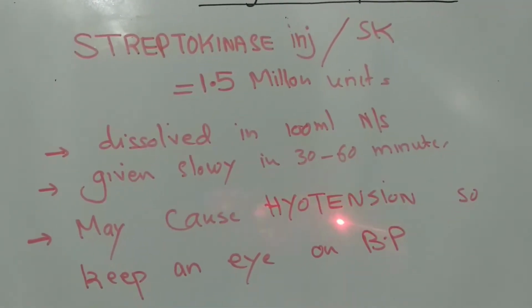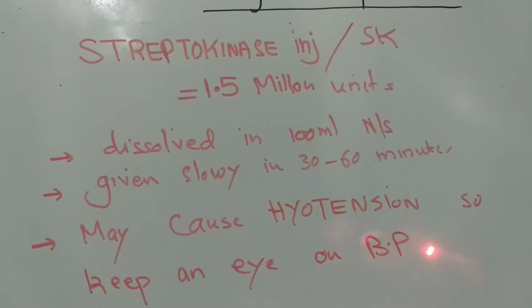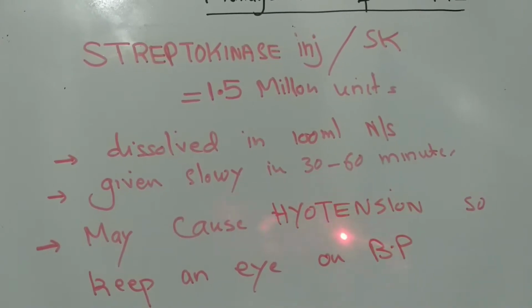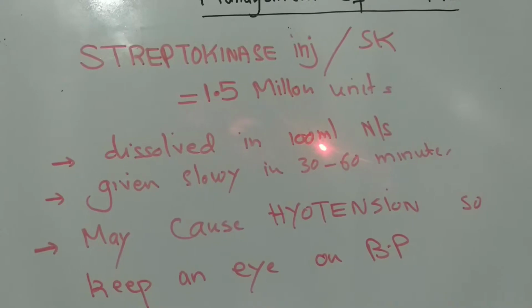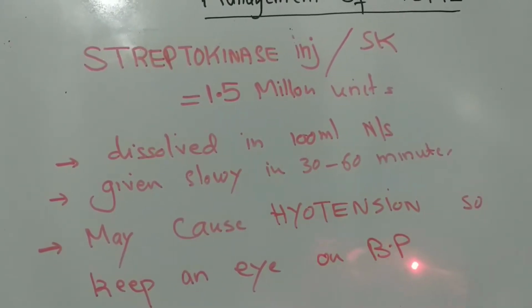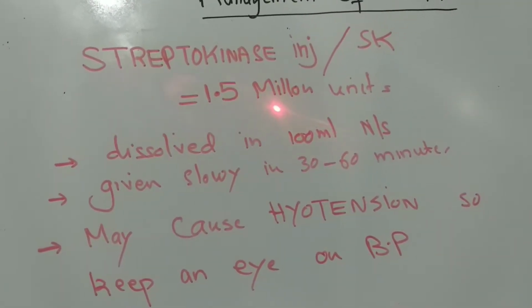So one needs to be very watchful regarding the blood pressure of the patient. It should be checked every 5 minutes. And if there is hypotension during the process of giving streptokinase, it is better either to stop it, or the patient should be started on inotropic support or a bolus of 100 ml or 50 ml normal saline. So this is a specific way of giving the streptokinase injection.